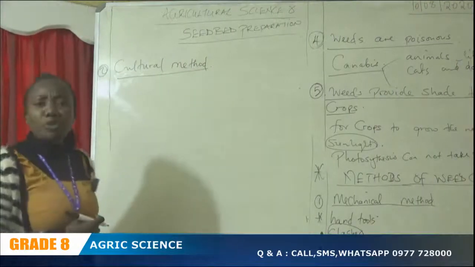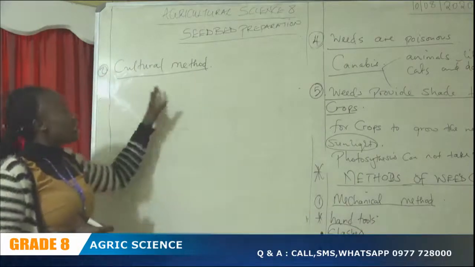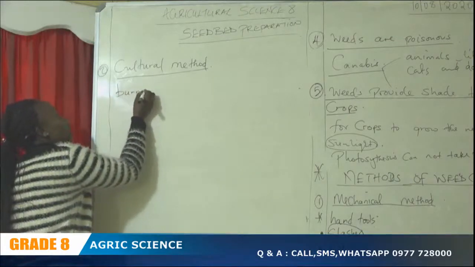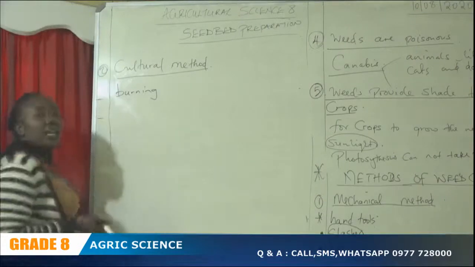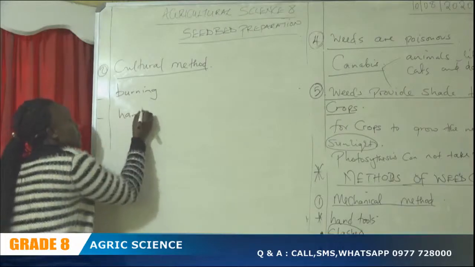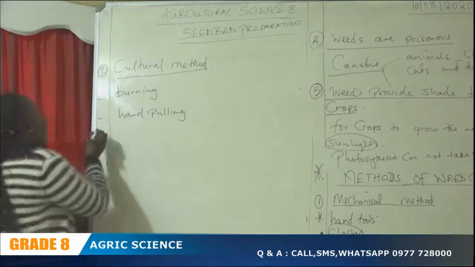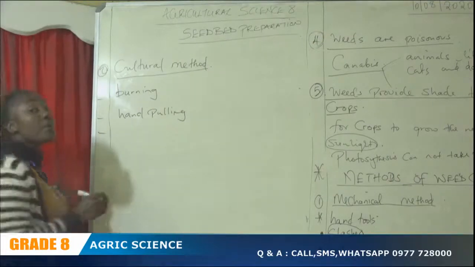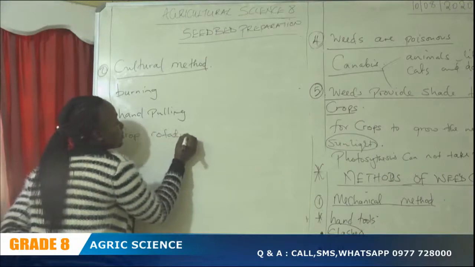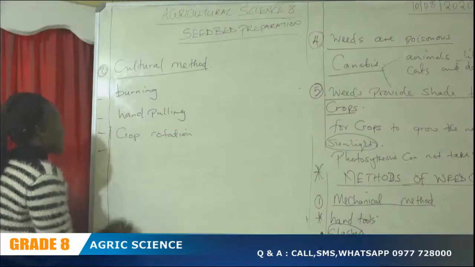What happens under cultural method? We've got burning. Burning is done under cultural method. That's one. Then any other thing that is done under cultural method is hand pulling. Then the other thing that is done under cultural method is crop rotation. And the last thing that happens under cultural method is mulching.